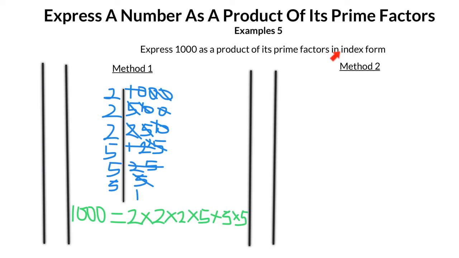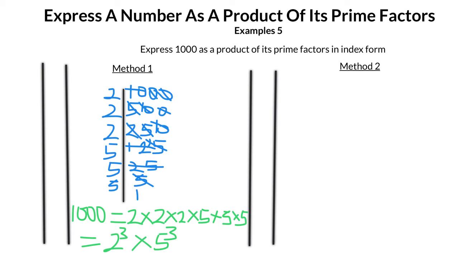Don't forget, the question says we should put our answer in index form. So putting this in index form, that will give us 2 to the power of 3 times 5 to the power of 3. Remember that 2 appeared here 3 times. 1, 2, 3. And 5 appeared 3 times. 1, 2, 3. That's why we have 2 to the power of 3 and 5 to the power of 3.